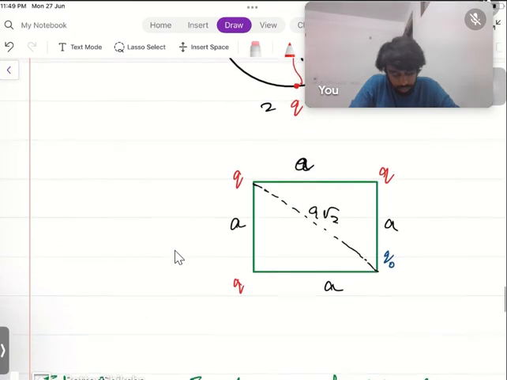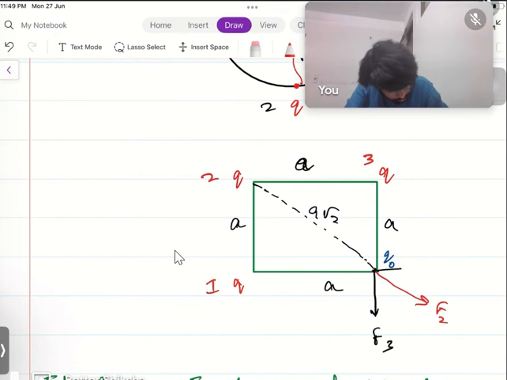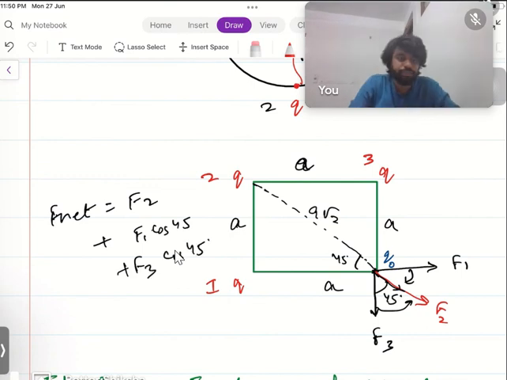Let's say again you have charges on a square of side A, and your point of interest is on this blue charge. You can draw, for nomenclature, 1, 2, 3, right? Due to this charge 2, the force goes like that, F2. Charge 3 goes like this, F3. Charge 1 goes like this, F1, right? If this is 45 degrees, and again this is 45 degrees, and you calculate the F net value, it will be this component resolved, this component resolved. So F net is nothing but F2 plus F1 cos 45 degrees plus F3 cos 45 degrees, right?